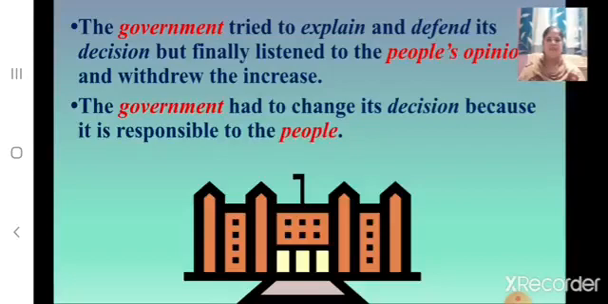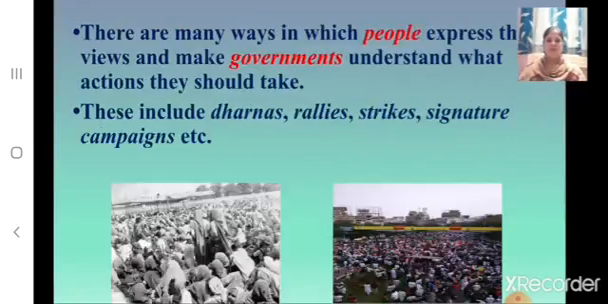That means if the people are against a particular decision or law made by the government, then the people can criticize the government, and the government has to change its decisions because it is responsible to the people. And children, there are many ways in which the people can express their views and make the government understand what actions it should take.